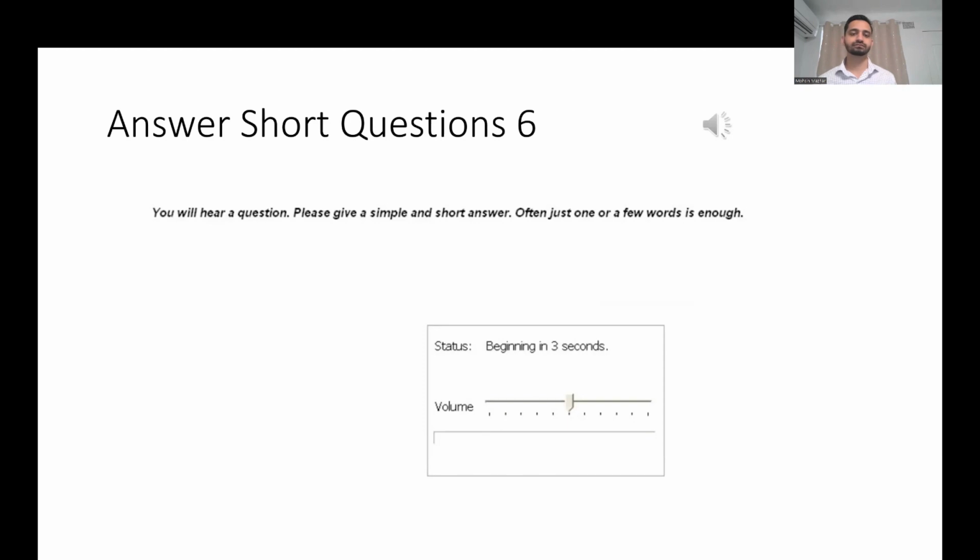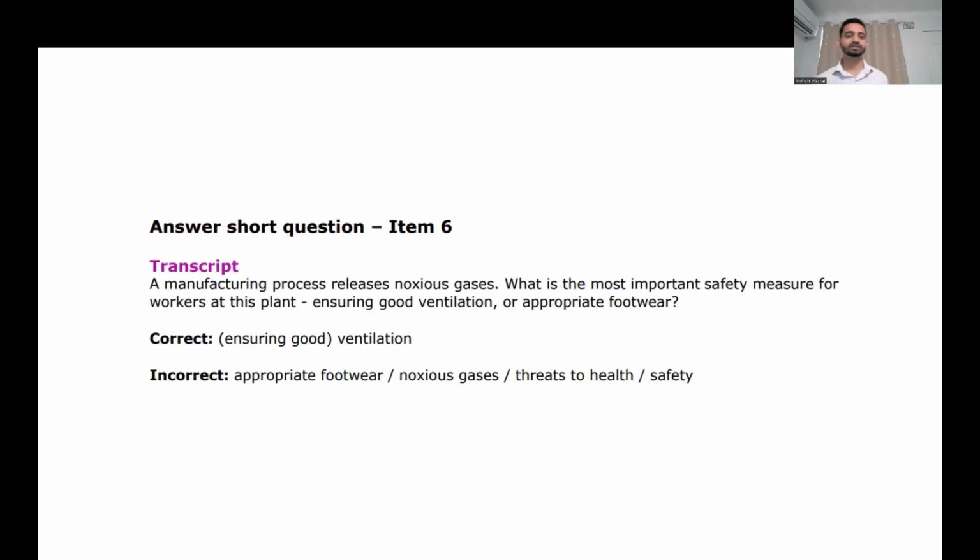A manufacturing process releases noxious gases. What is the most important safety measure for workers at this plant? Ensuring good ventilation or appropriate footwear? Again, it gives you two options, right? A manufacturing process releases noxious gases. What is the most important thing? What is the most important safety measure? That is the key here. Even though the question is so long, it gives you two options for the most important safety measure. Now, most important safety measure is important, right?